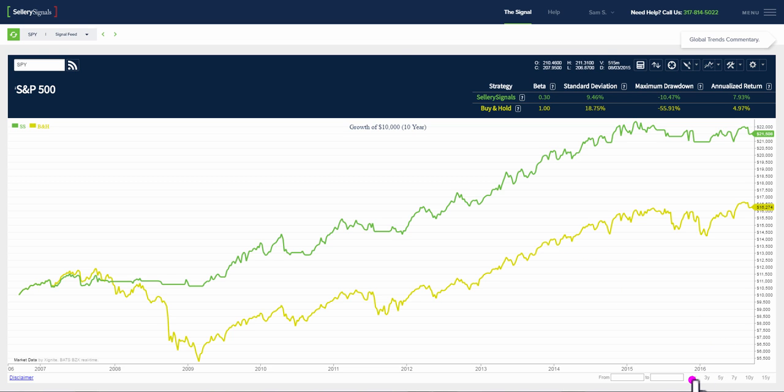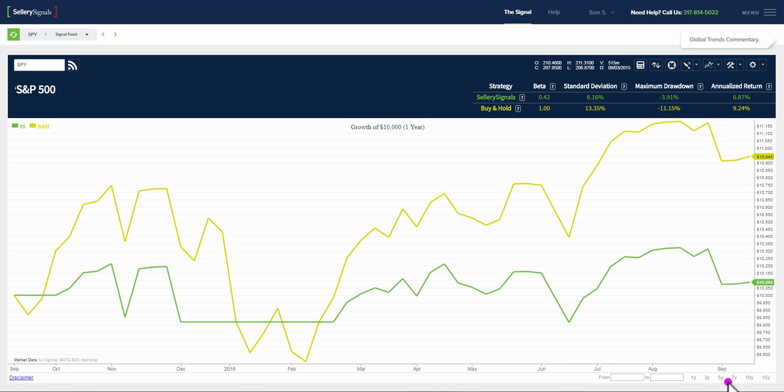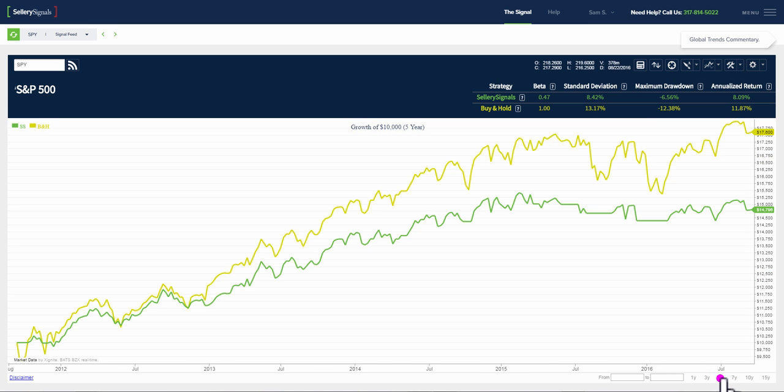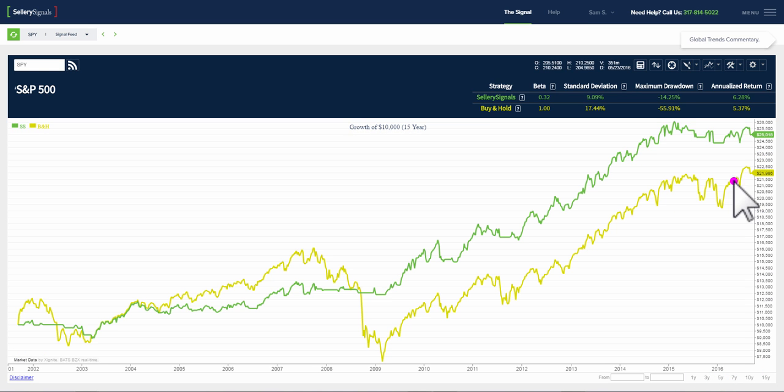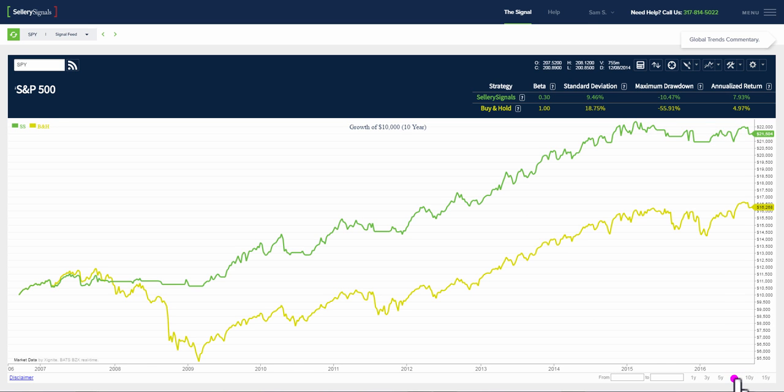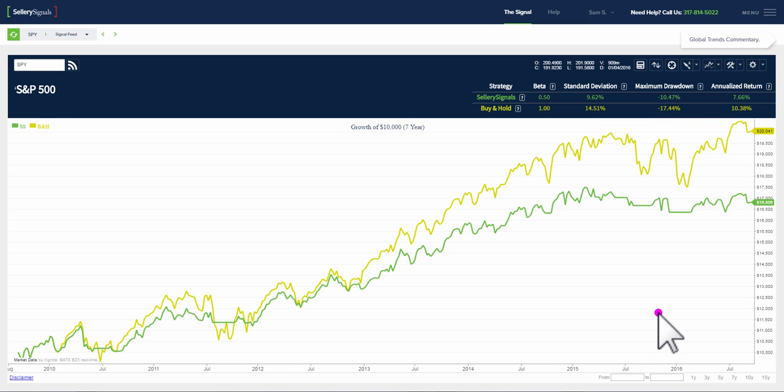In the bottom right-hand corner, we have default buttons 1 through 15. So you can change it to the 1 year and the statistics change. You can go to a 5-year, 15-year, and all the statistics up in the top right change for you. And then we have default or custom time horizons as well. So let's get back to the 10-year. Actually, what I would like to do is let's jump right into it. Let's go to a 7-year.